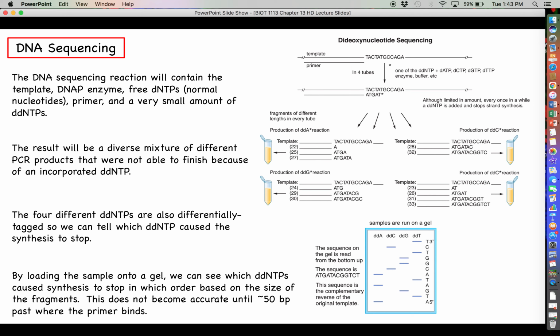So DNA sequencing really does not become very accurate until you've gotten about 50 base pairs past where the sequencing primer binds. So even though technically you can get some dideoxynucleotide incorporation into those first 50 base pairs, you're not really going to get good accuracy until about 50 base pairs past where the primer binds. So if you know that you're trying to sequence a particular part of a DNA, you want to design a sequencing primer that binds at least 50 base pairs upstream in the 5' direction of what you are trying to sequence.